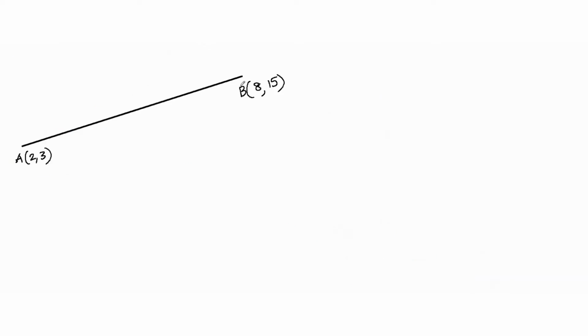So let us consider 2 points, A of 2, 3 and B of 8, 15. Now I want to find a point on this line segment such that P divides AB in the ratio 2:3. Since A is the first point that is mentioned, the length 2 corresponds to the point A. So if I mark a point P over here, the distance AP is to PB is going to be 2:3.